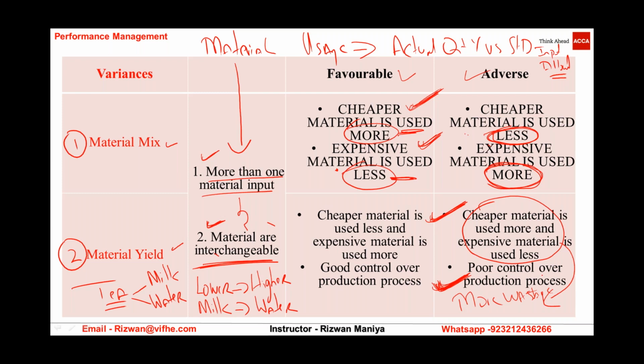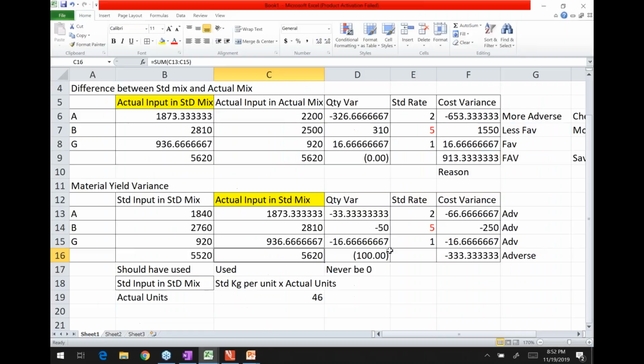So the two reasons for this 100 more input could be poor control, that is why wastage increased and input required was more. And second, cheaper material used more and expensive used less. So this could also be the reason because of which wastage could increase, and that's why more input would have been required compared to what it should be. So these are the reasons for variances, and this is the calculation of mix and yield.